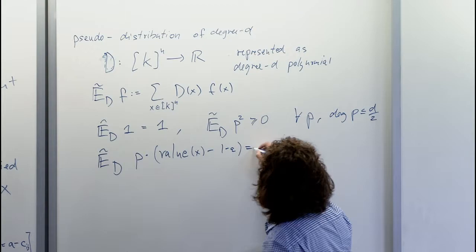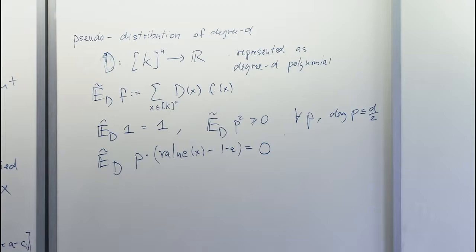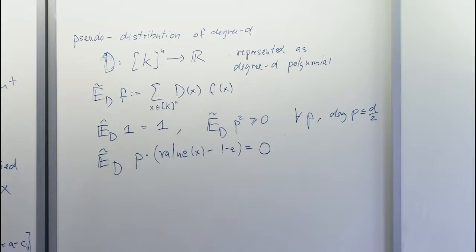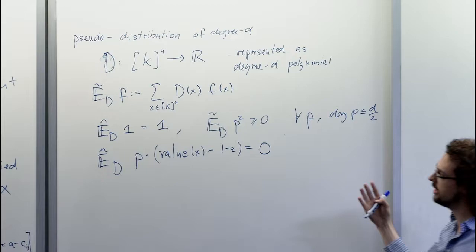David? Yes. Maybe you want to think of D as the moments of a distribution, because it's sort of unnatural to expect the distribution itself to be a low degree polynomial. You should maybe think of D as the low degree part of the distribution. So there's some actual distribution that you have in mind, and we are looking at the low degree part of that distribution.